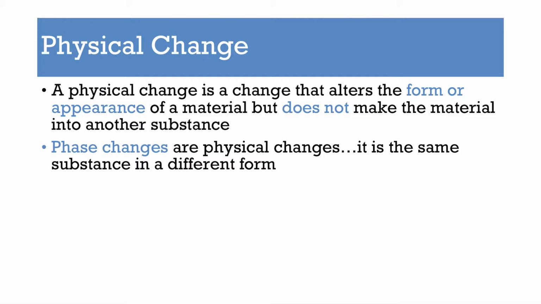So let's get into physical changes. If you were to look up a textbook definition, a physical change is a change that alters the form or appearance of a material, but does not make the substance anything new. It is still the same thing. Phase changes, this is a big one, are physical changes. So think P for phase, P for physical. Phase changes are physical changes. So it's going from, let's say, liquid water to solid ice, ice to liquid water. They're both water, they're just in different phases. You're not making anything new.